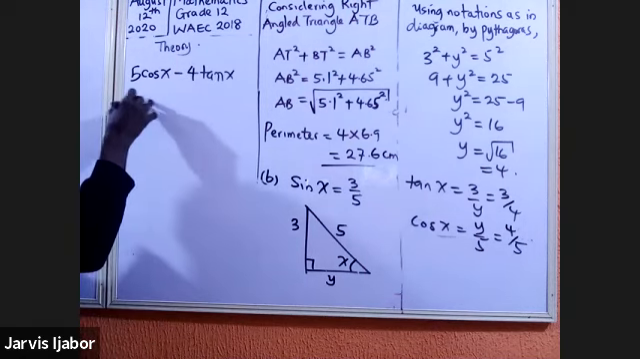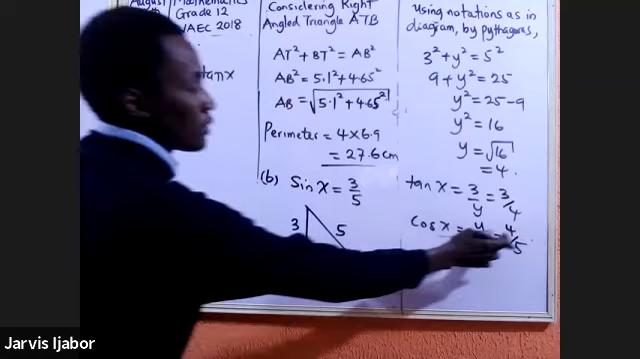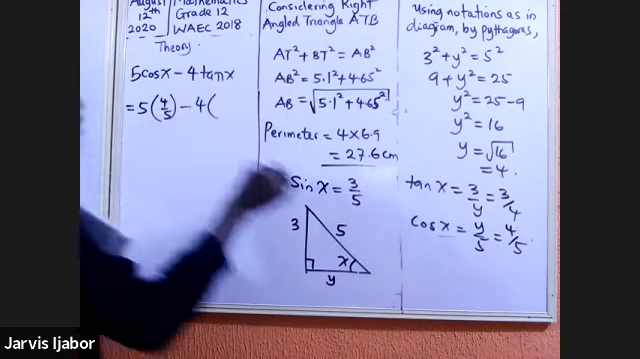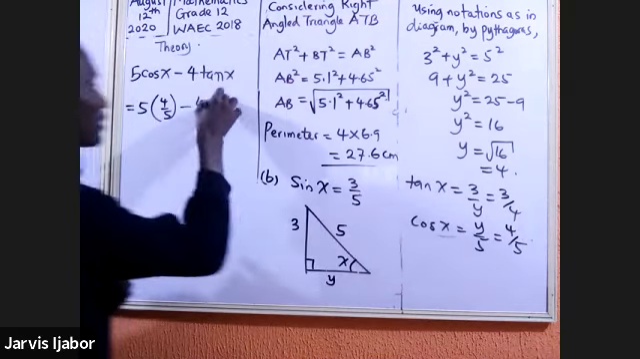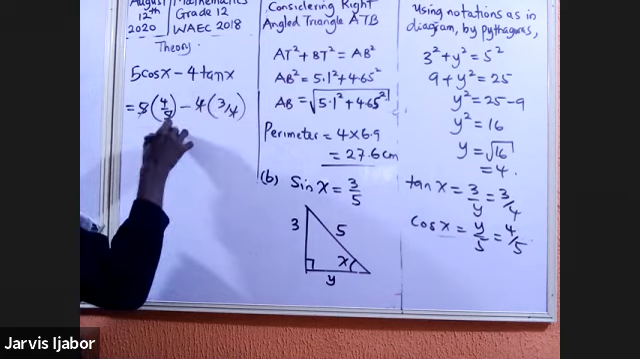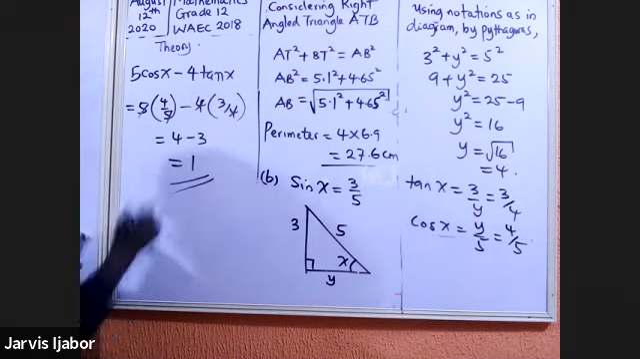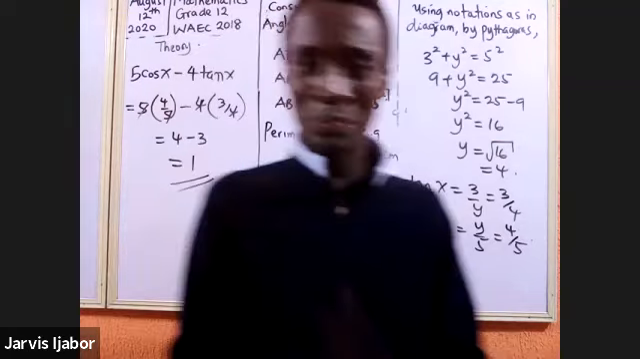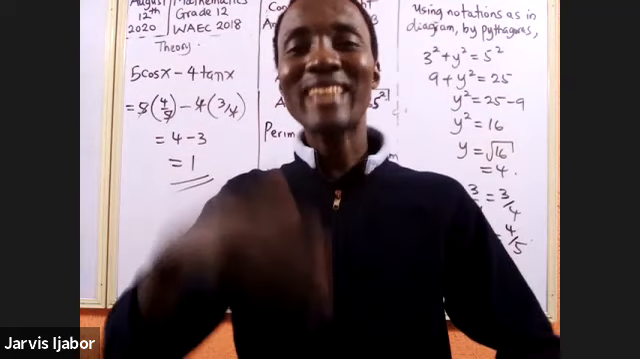This will now be 5 into 4 over 5 minus 4 into 3 over 4. I see how cheap these questions are. That will be 4 minus 3, and the answer is 1. Very cheap exam. So, I'm here to encourage you that this exam is not as difficult as it used to be. If you want to get an A, you can get an A.